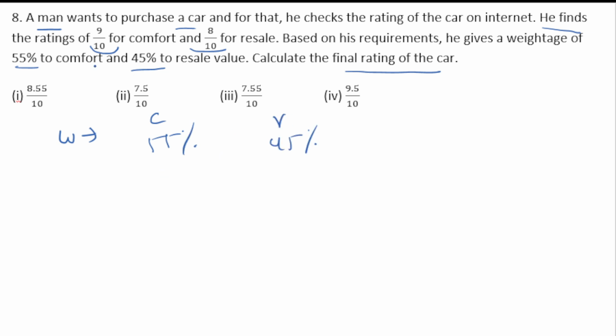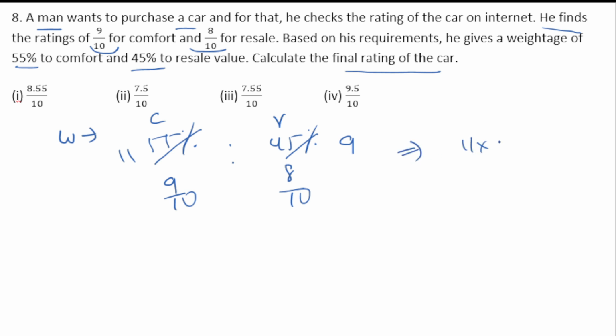Okay. And what are the ratings? For comfort, it is 9 by 10 and for resale, it is 8 by 10. Okay. And for the weightage, we will take the ratio. It is 5 into 11 and 5 into 9. We have to find the average of the final rating.